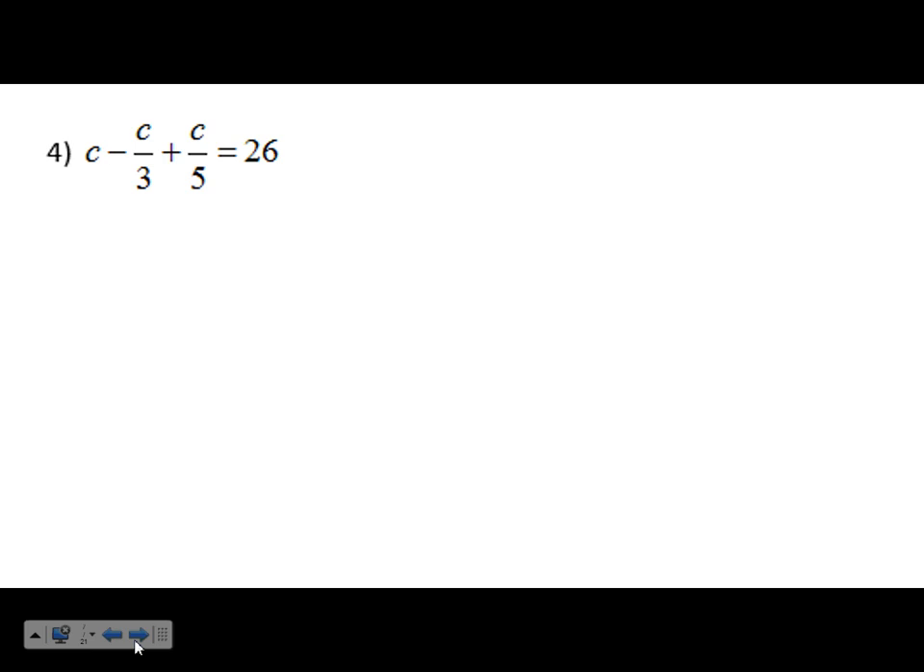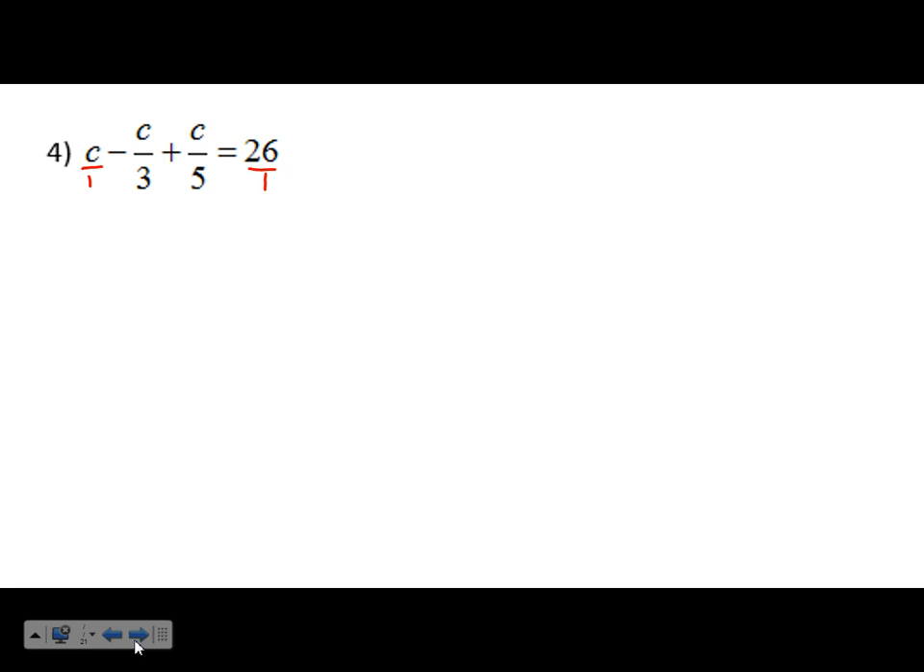So this one, now we have 3 different fractions, or I guess 4 if you're counting what it's equal to. So we have a 3 and a 5. I'm going to put all those over 1 to make them fractions. And I want my denominators to be 15 for this one. That's going to be the common denominator, or the least common multiple.